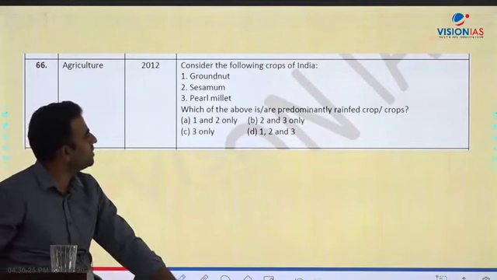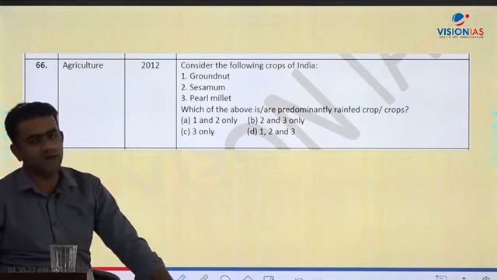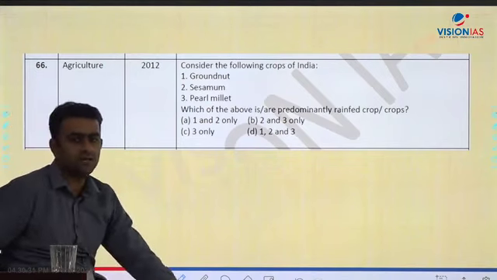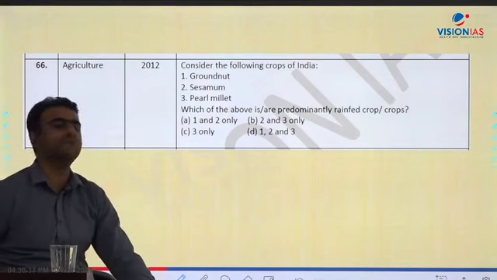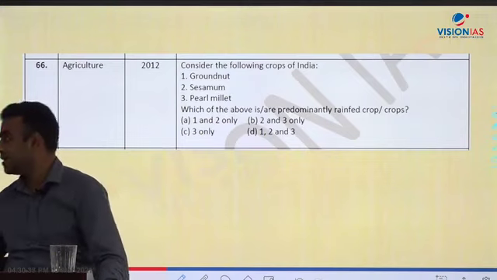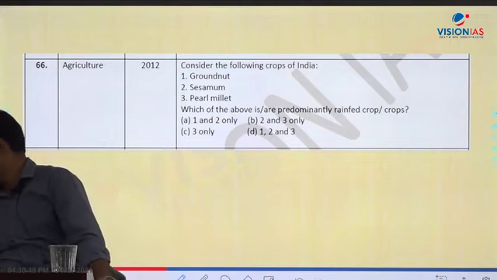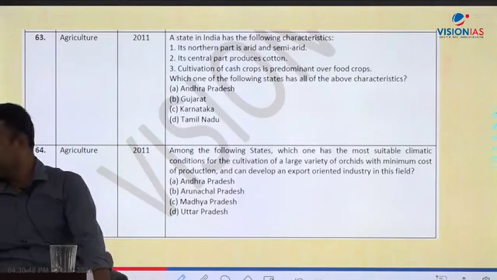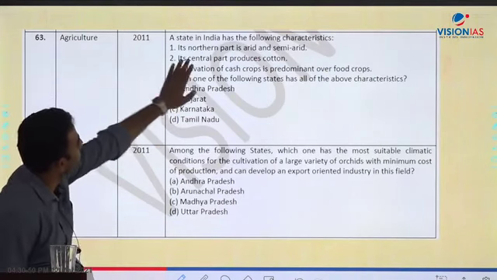Which of the above are predominantly rain-fed crops? What does rain-fed mean? There is not much irrigation, not much water, they just depend on the rain, which is dryland agriculture. All of them are rain-fed only. Dryland agriculture, very simple. Whatever pulses and oil seeds, we saw that they require less precipitation. Tell me the answer to this, let's see.